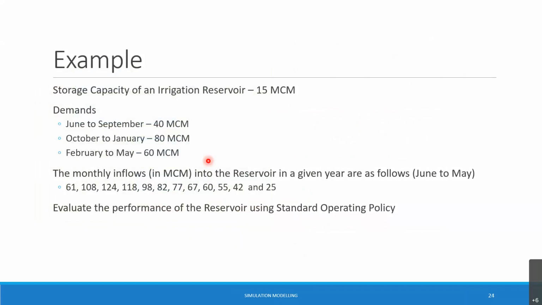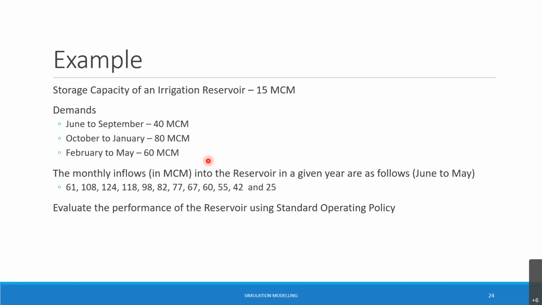Say I'm just taking a typical small irrigation reservoir, which has a capacity of 50 million cubic meters. And let's say demands are like this. From June to September, demand is 40 million cubic meters. October to January, the demand is 80 million cubic meters. And February to May is 60 million cubic meters. And the month is the time step that I have taken here.